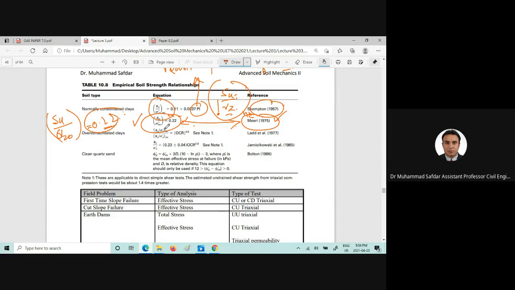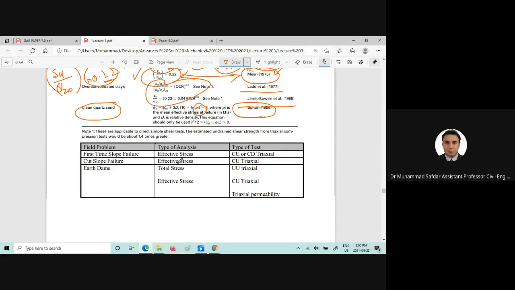Now there are other equations by Ladd, Jamiolkowski, and Bolton from the UK, who gave a relationship for clean quartz sand, that you know how you can relate the peak friction angle, critical state friction angle, and the relative density, or the mean effective stress at failure with each other.